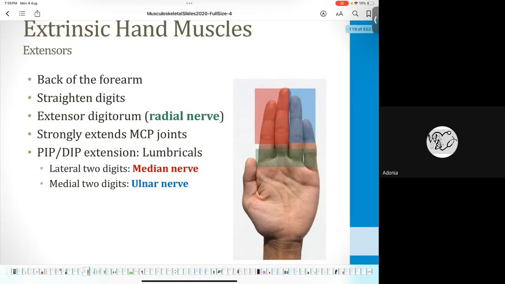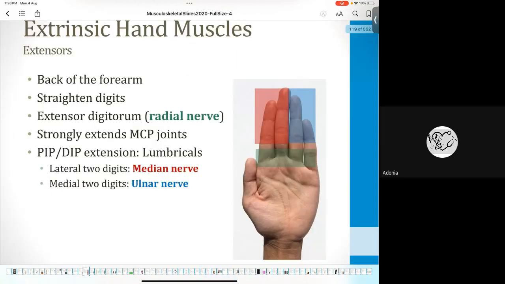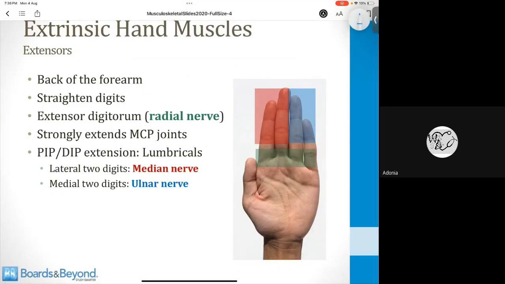Hello. Is it It is. clear? Yes, sir. Yes, Yes, it sir. is blue. Yes. Perfect. So you can see here the extrinsic hand muscles. We have extensors. Okay, extrinsic hand muscle, right? Extensor. We discuss about the flexors. Let's discuss about the extensor, right?